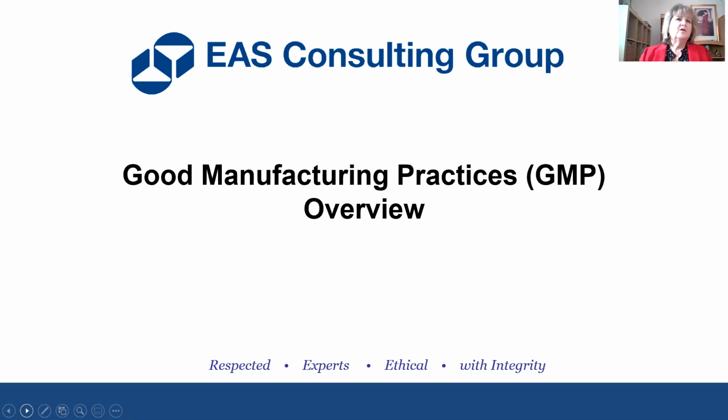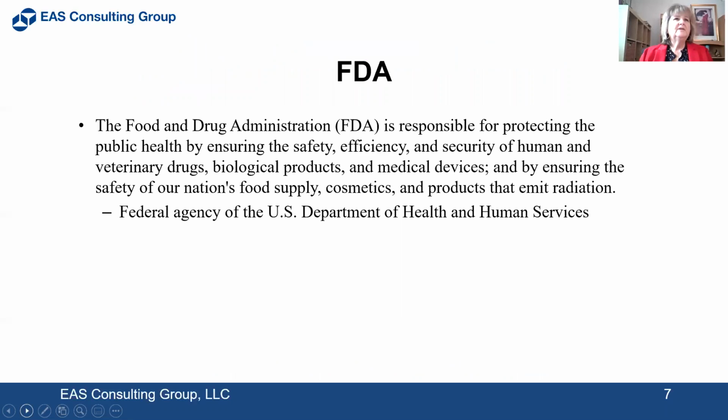So this is a basic overview of GMP in the beginning. The FDA is responsible for protecting public health by ensuring the safety, efficacy, and security of human and veterinary drugs, biological products, medical devices, and by ensuring the safety of our nation's food supply, cosmetics, and products that emit radiation.